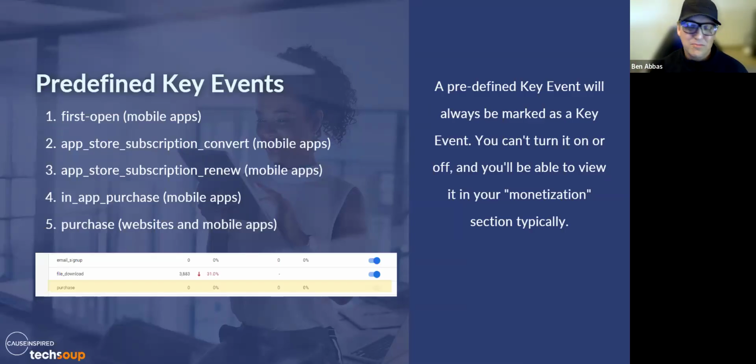Like I said, most of the predefined key events are not going to be useful for 99% of nonprofits. Now, if you do have a really strong app and you're not already using GA4, amazing. This is going to help you. But we are really going to more than likely lean into custom key events that we build from the ground up. A predefined key event will always be marked as a key event. You can't turn it on or off, nor do you want to. You will need to have e-commerce set up in the site for purchases to come through. That is a whole other silo that we could spend 3 hours on, but that doesn't fit into 101.